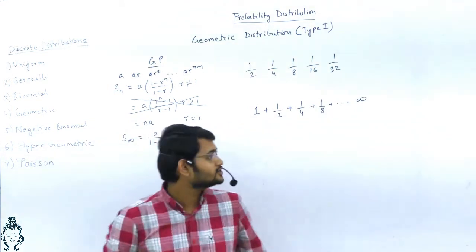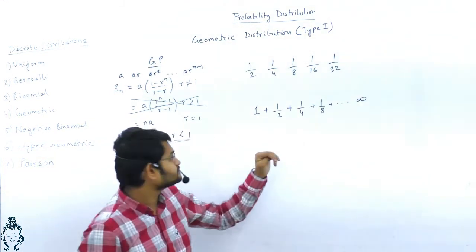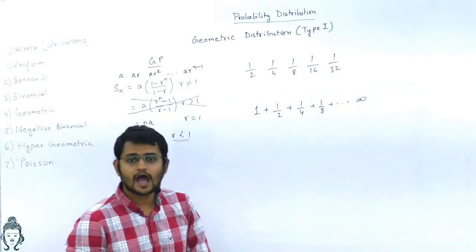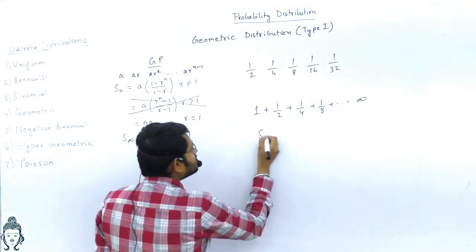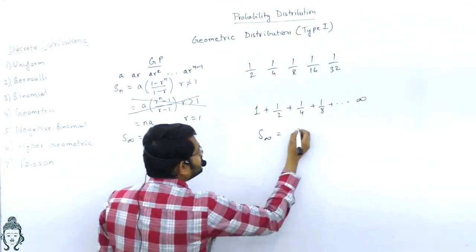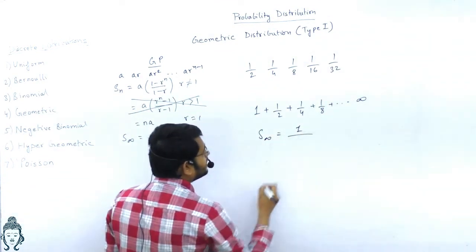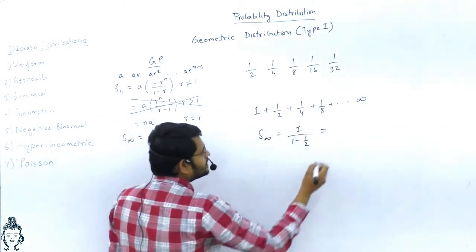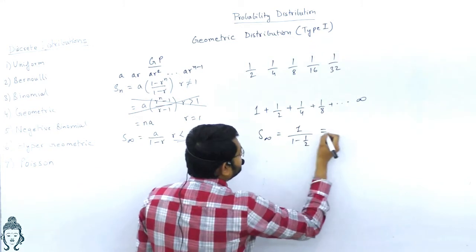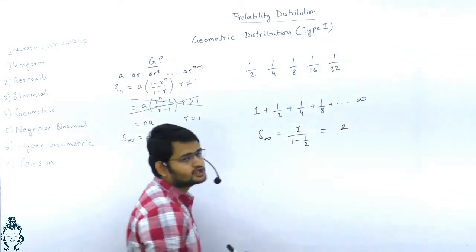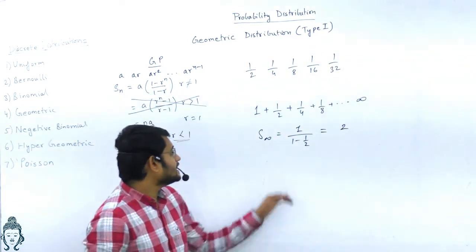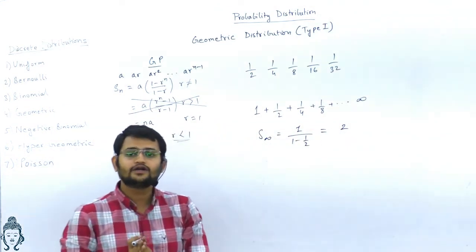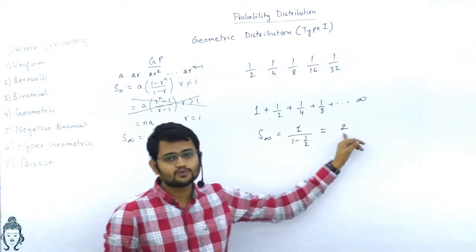So this is nothing but an infinite geometric progression. First term is 1 and the ratio is half. So basically the sum of an infinite GP would be first term as 1 over 1 minus half, that would be nothing but, if you solve this, you get 2. So basically the sum of infinite terms, or the distances that I covered in infinite steps, is 2 meters.